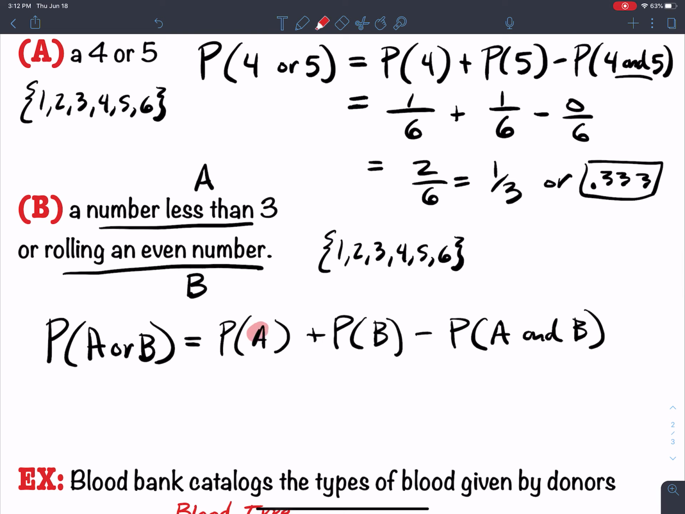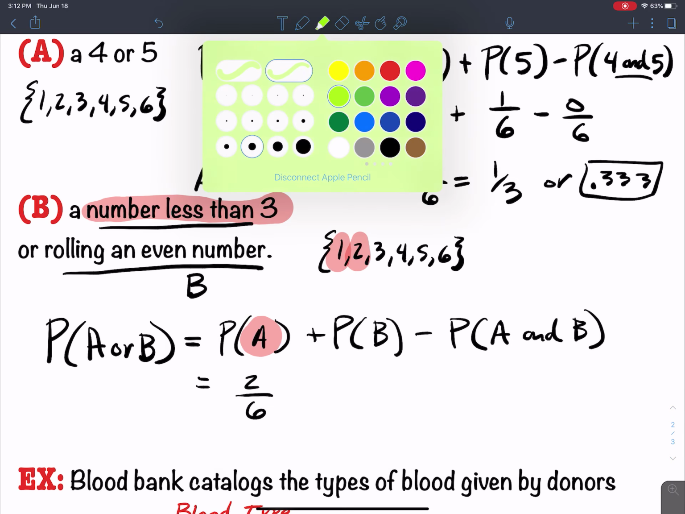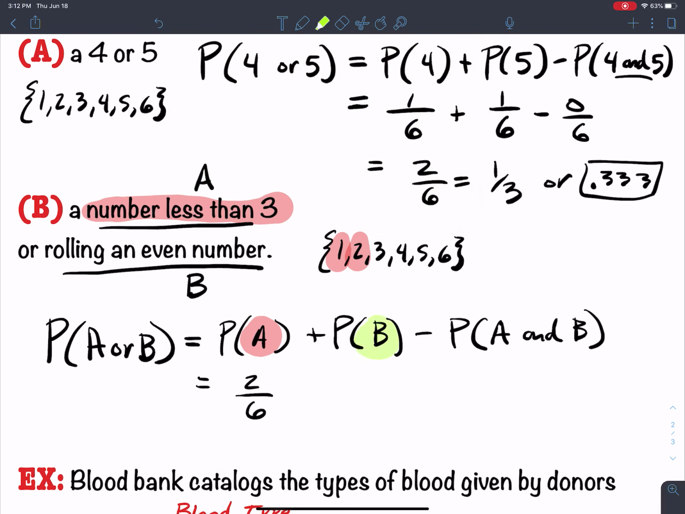With this first part, probability of A, this is a number that is less than 3. A number less than 3 is 1 and 2. Those are the only numbers that are less than 3. So that's 2 out of 6 that satisfy that right there. Now, B is an even number. So even numbers are 2, 4, and 6. So that's 3 out of 6. There's 3 of those that satisfy it.